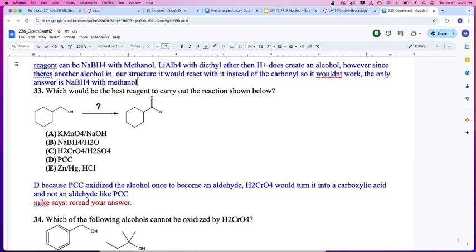So wait, you changed the question? You changed your response? Yeah, because I originally said the alcohol wants to become a ketone, so I changed it to aldehyde because it's an aldehyde. I thought that's what you meant when you said reread my answer. Is what I put correct? What you have right now is fine. Okay. Yes.